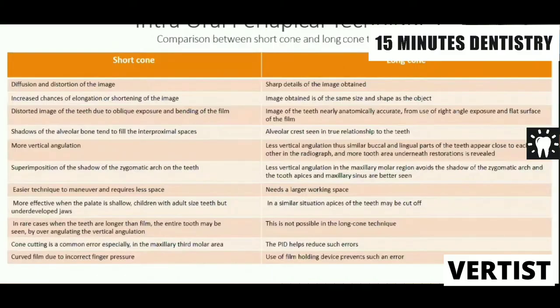In short cone, cone cutting is a common error. This does not happen in long cone because the PID also has a positioning apparatus. The film holder holds the film and it has a PID positioning apparatus also, so the alignment becomes automatic. Short cone, curved film due to incorrect finger pressure. Long cone, using a film holding device prevents such an error.